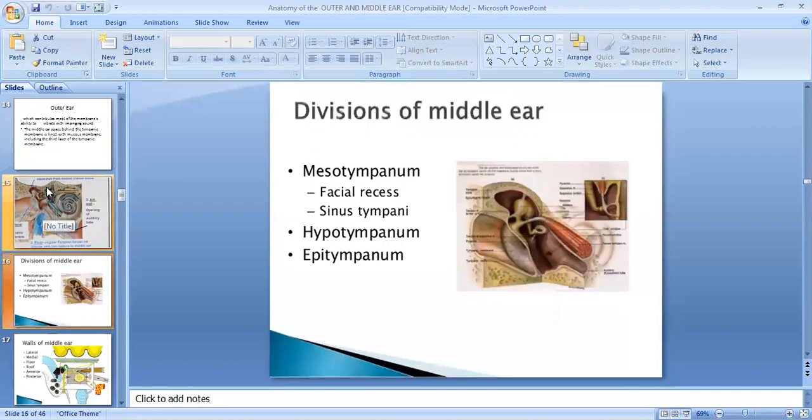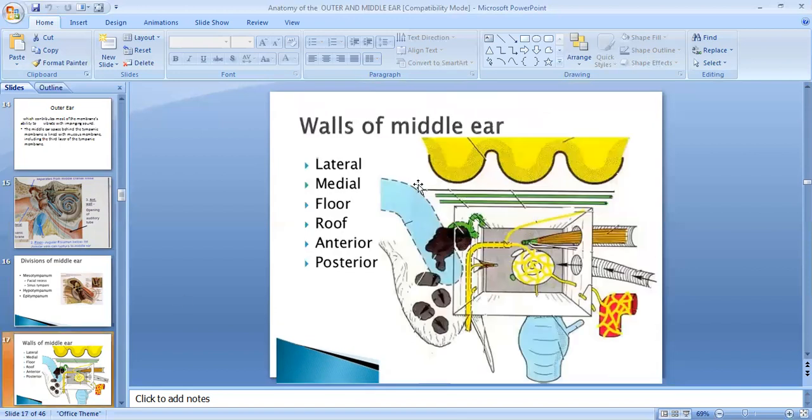So this was about the external ear. Now what about the middle ear? Middle ear cavity is also known as the tympanic cavity. The part which is opposite to the tympanic membrane is known as the mesotympanum. The part above is the epitympanum. The part below is the hypotympanum. And this middle ear has walls: lateral wall, medial wall, anterior wall, posterior wall, roof, and floor.